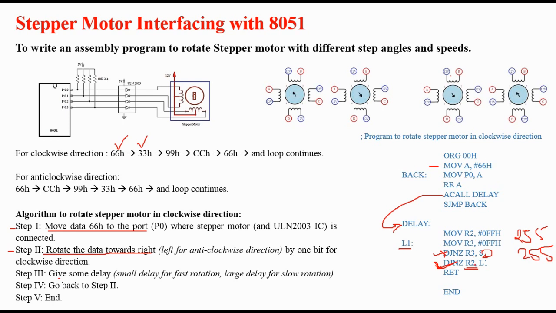In this way, the decrement jump if not 0, R2 related instruction will get executed 255 times. It means that if we calculate this loop, it is getting executed 255 into 255 times. Because of that, the pointer will remain engaged within this loop and will not go back till the end of this loop. That's why the delay will get created.